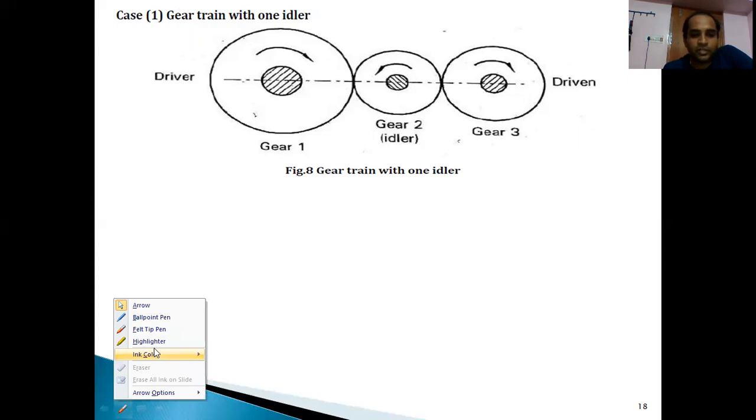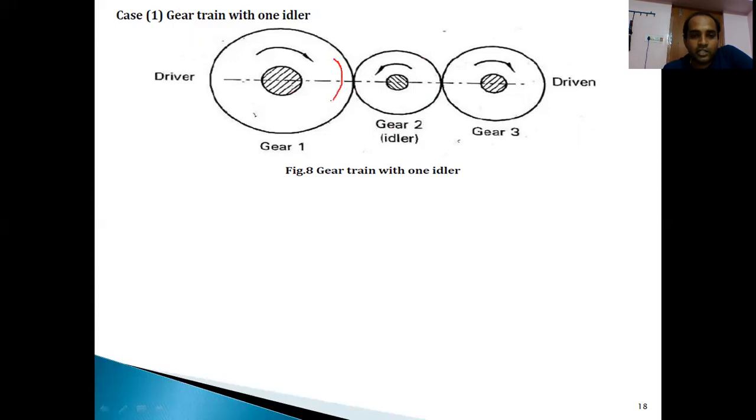See, if you observe carefully, gear 1 is rotating in the clockwise direction. Gear 2, the idler gear, is rotating in the anti-clockwise direction. At this point, gear 2 rotates anti-clockwise and it is driving gear 3. So again, you have to remember these things carefully.